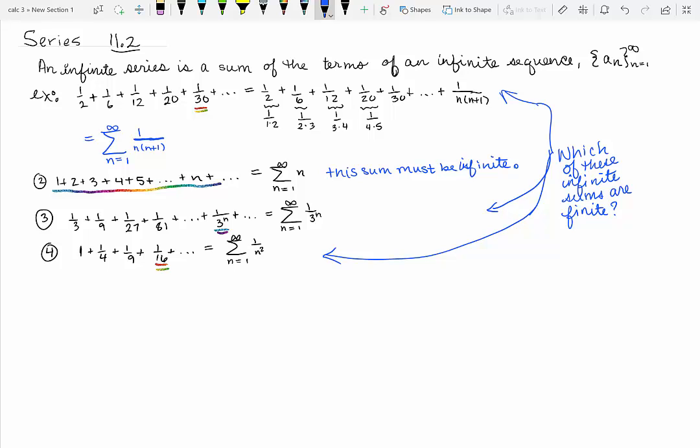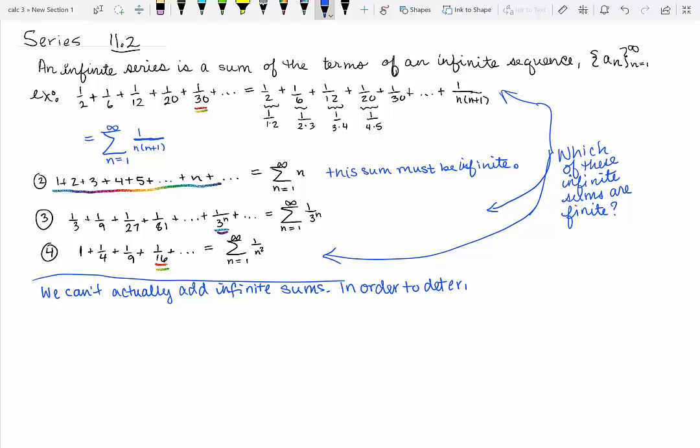Now, I have to note a couple things here. We don't have a way to actually add infinitely many terms together. We can't actually keep adding till infinity. There's not enough time. So in order to figure out if these infinite sums are finite, we're going to try to look at a sequence of what happens as we add additional terms. How does the sum grow?